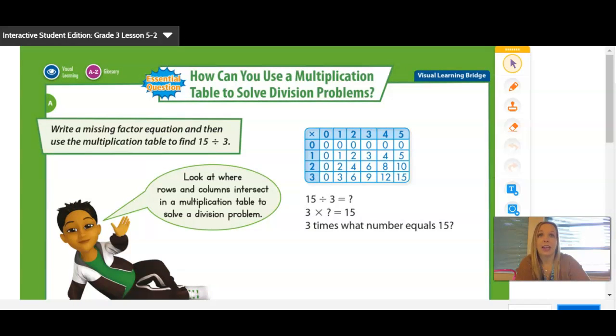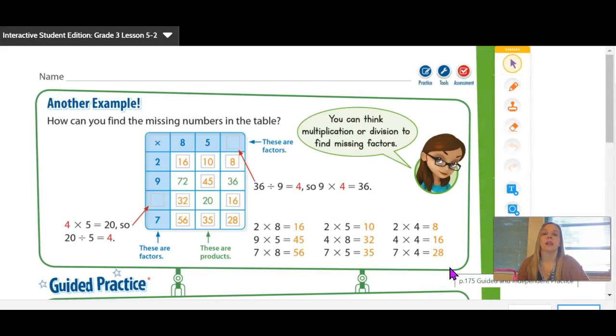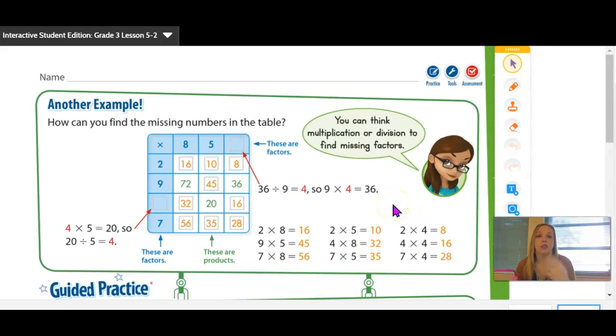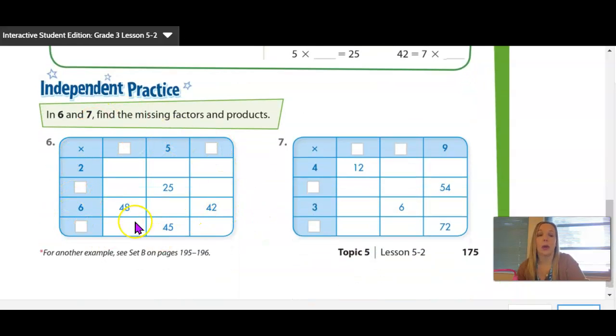You are going to get two numbers, and you need to find the missing quotient or the missing factor. Now remember, a factor is a number that you multiply by. The product or quotient is the answer to a multiplication or division problem. So you're going to get a box that looks like this, okay? It's going to look a little something like this more so. There's going to be no numbers in it.